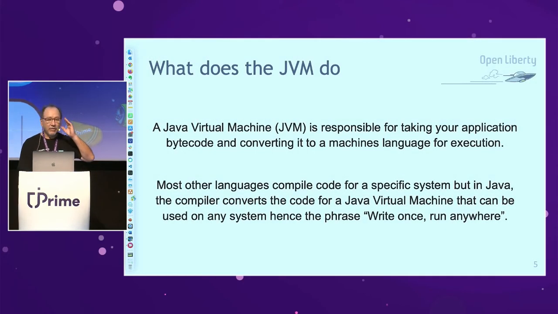Okay, what exactly does the JVM do? Of course, it's the lifeblood for Java developers. It converts your bytecode to machine code so it can run on the host system. That's the whole point. It's the portability. That's where the slogan comes from, write once, run anywhere. So if you change your architecture, you just change out the JVM. Your Java code stays the same.